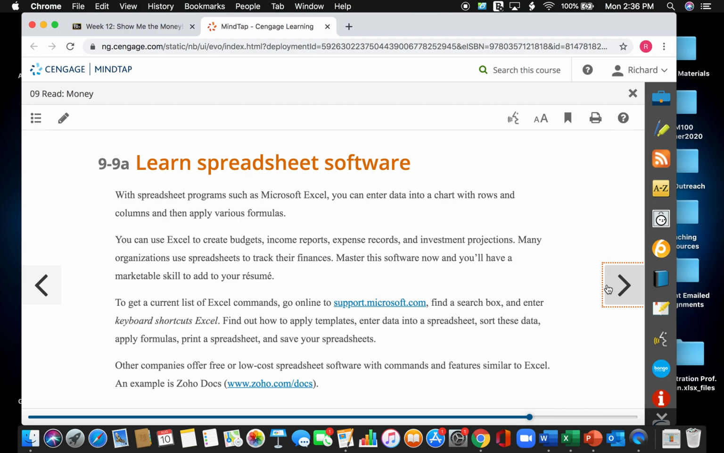So learn spreadsheet software is another avenue. Create a Microsoft Excel worksheet. You can enter data into a chart with rows and columns and then apply various formulas. You can use Excel to create budgets, income reports, expense records, and investment projects. Many organizations use spreadsheets to track their finances. Master this software now and you'll have a marketable skill to add to your resume.